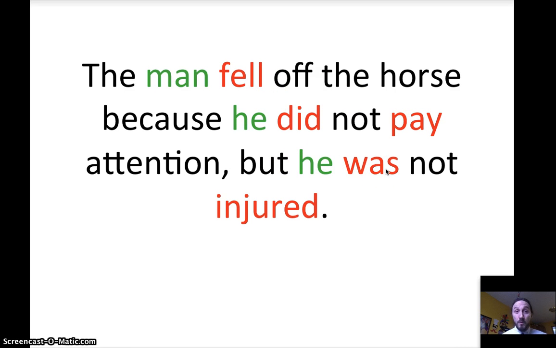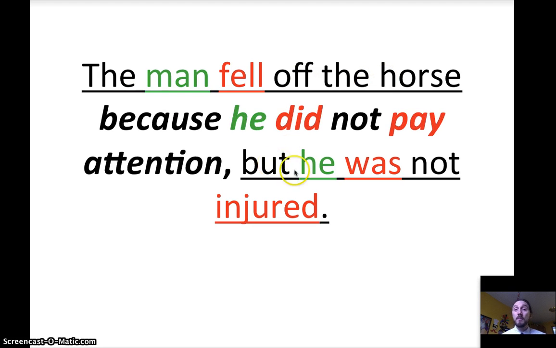Now, we look at our first clause, the man fell off the horse, independent clause, can stand alone. But he was not injured, independent clause. So two independent clauses. We have our baby clause making word here, because he did not pay attention. Dependent clause in the middle, a compound complex sentence.